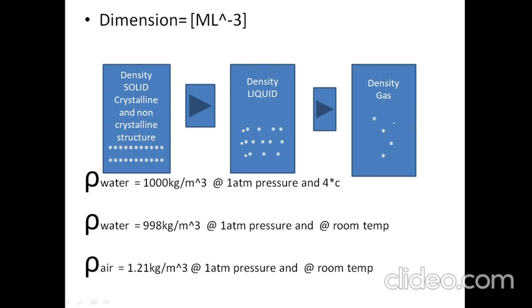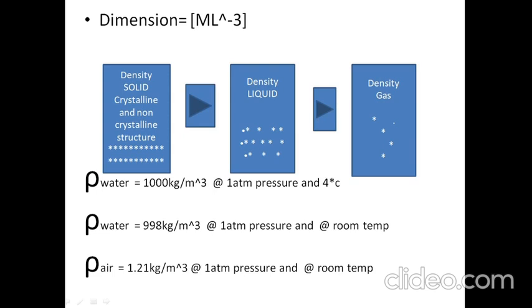Density of water is 1000 kg per meter cube at 1 atmospheric pressure and 4 degree temperature, and it is 998 kg per meter cube at 1 atmospheric pressure and room temperature, and density of air is 1.21 kg per meter cube at 1 atmospheric pressure and at room temperature.